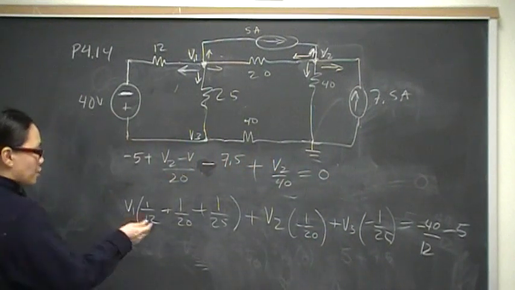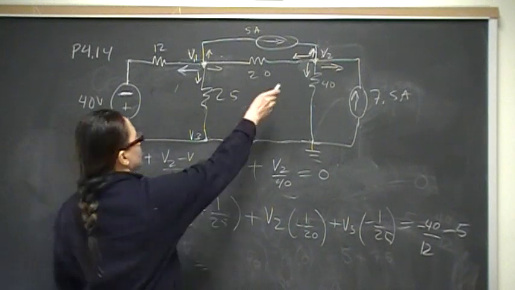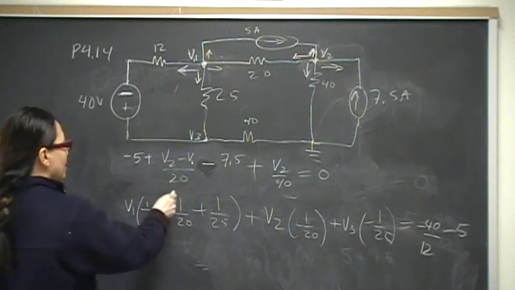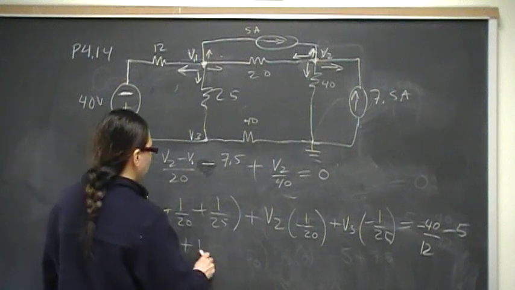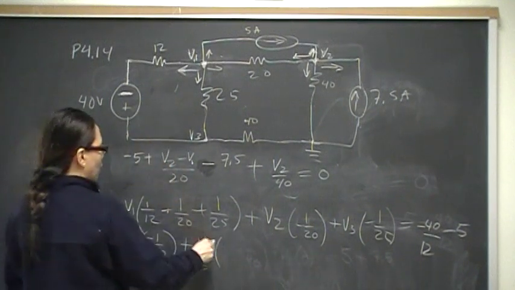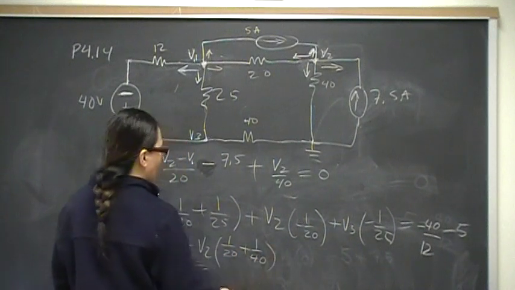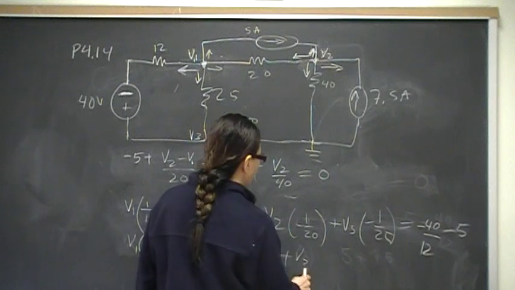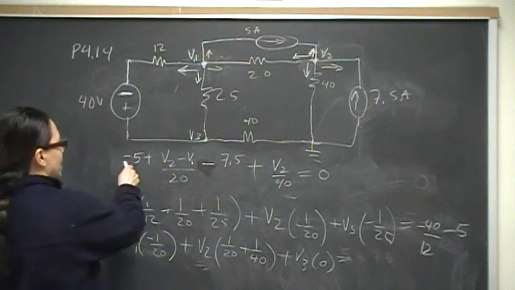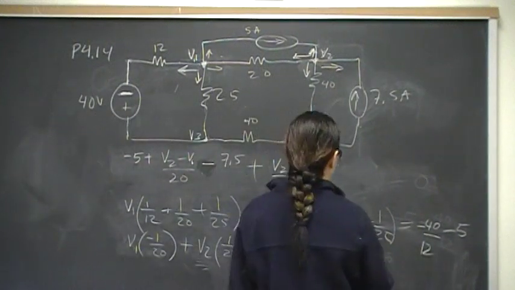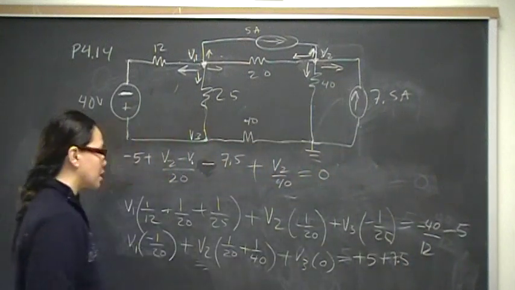Okay, so now I'm going to rewrite this for my calculator. Oops, this should be V2 minus V1. Gather all my V1 coefficients together: this is negative 1 over 20. Plus V2, all of my V2 coefficients: this is 1 over 20 plus 1 over 40. And then V3, there are no V3, so I'm going to put a 0 there. Constants go over the other side. I have negative 5 and negative 7.5, so they become positive on the other side. And that's my second equation.